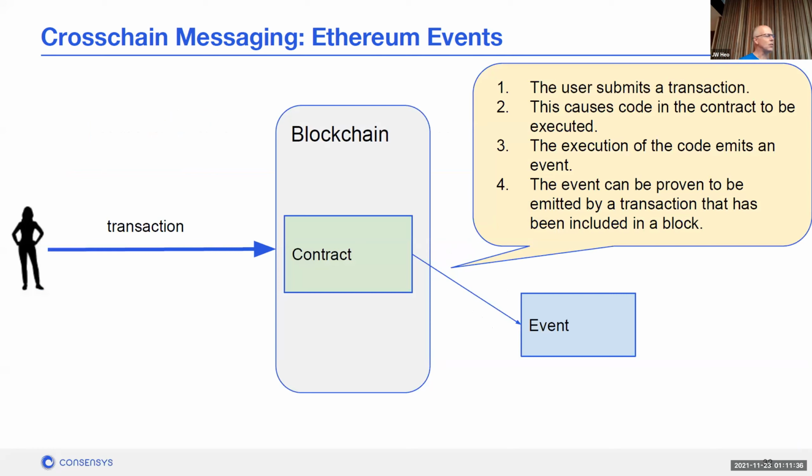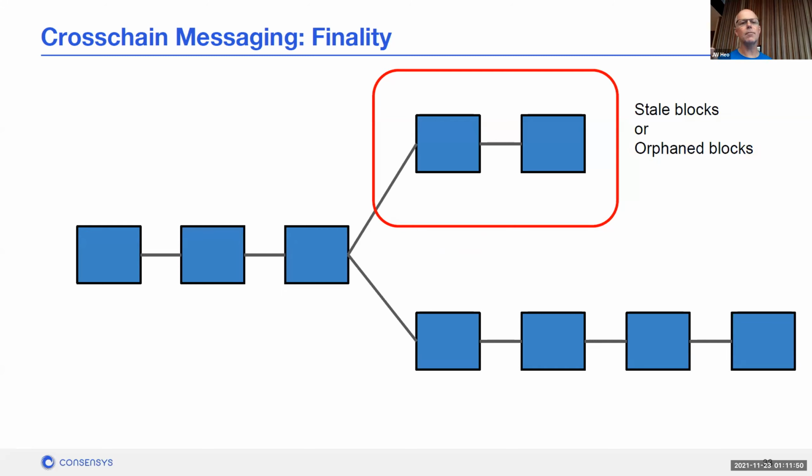And so when a user puts a transaction into a contract, you're emitting an event. And so you could programmatically, based on your application, work out what event you want to emit. And it can be proven on a remote blockchain.